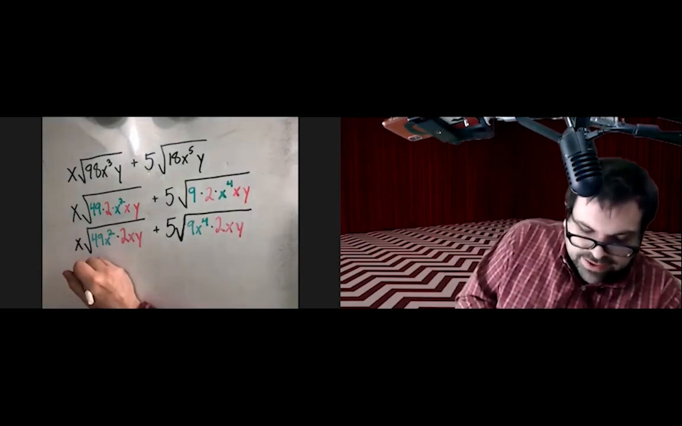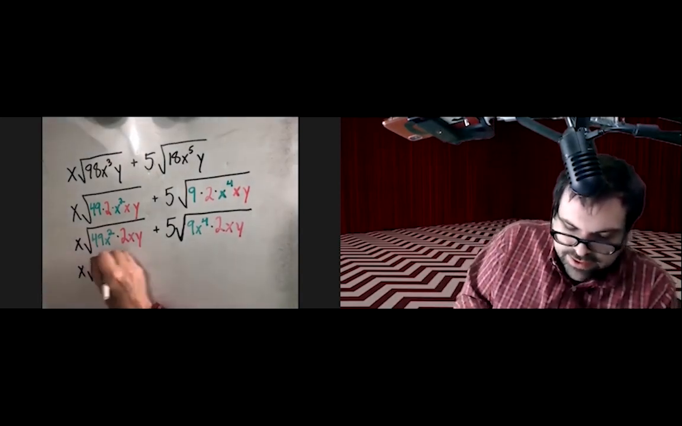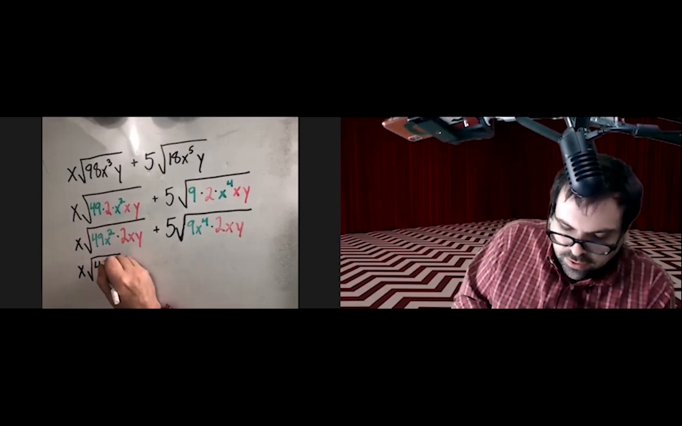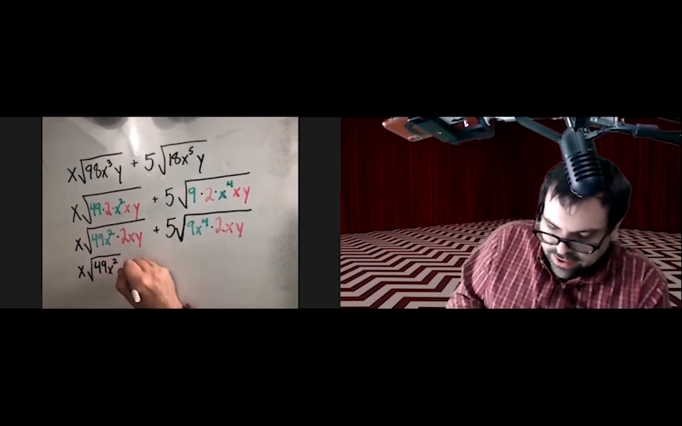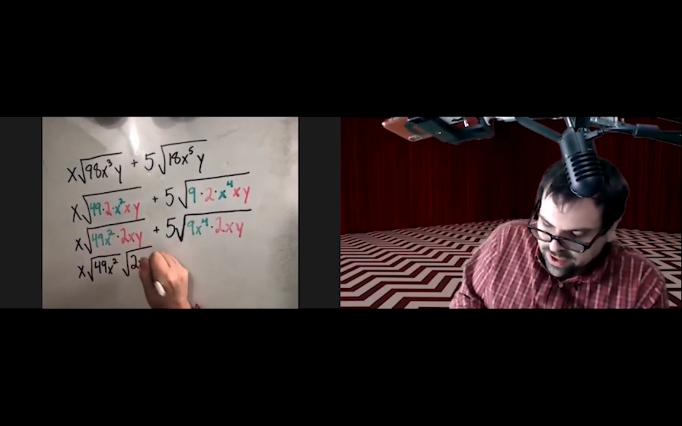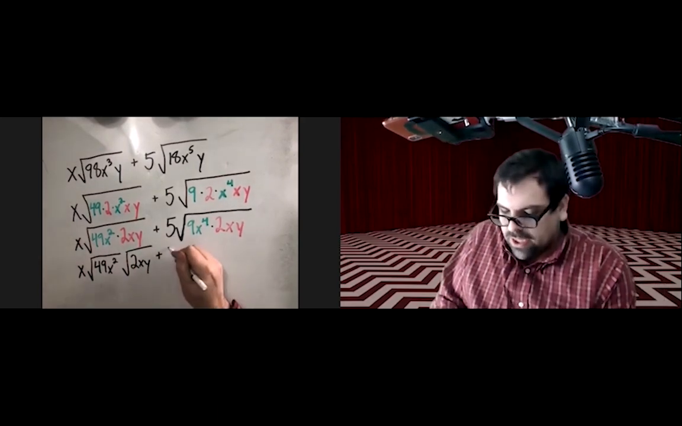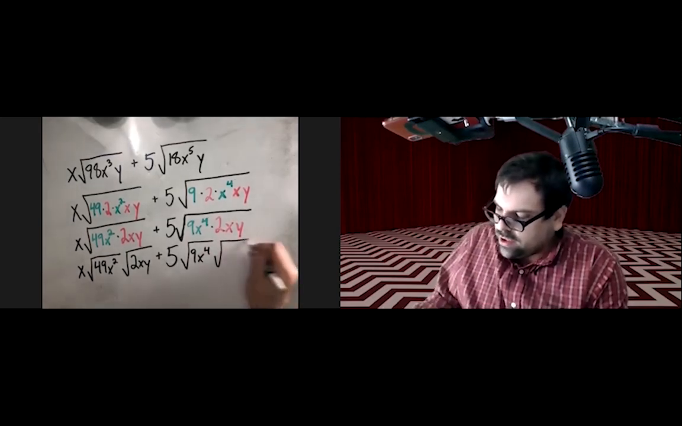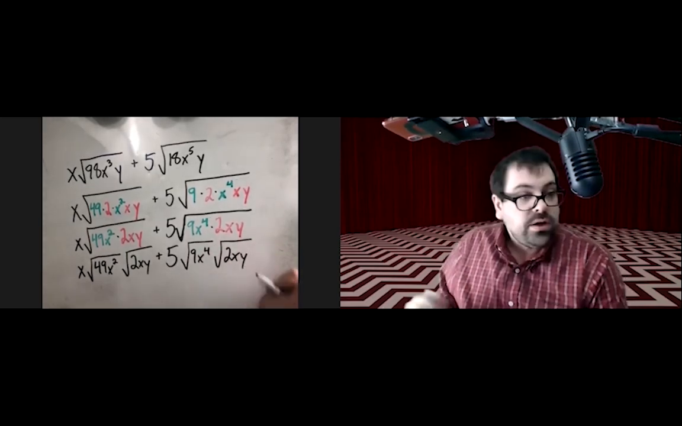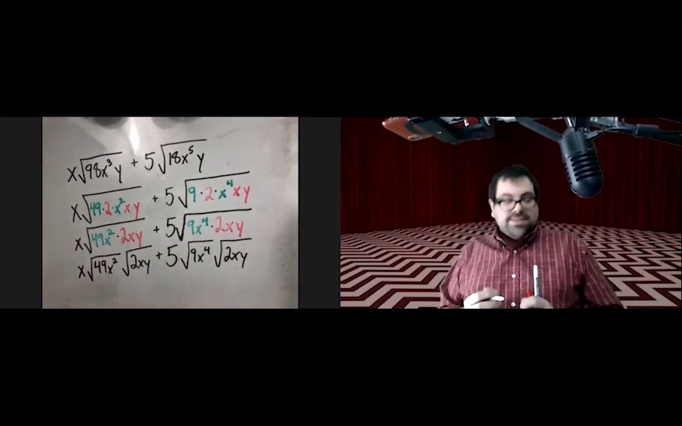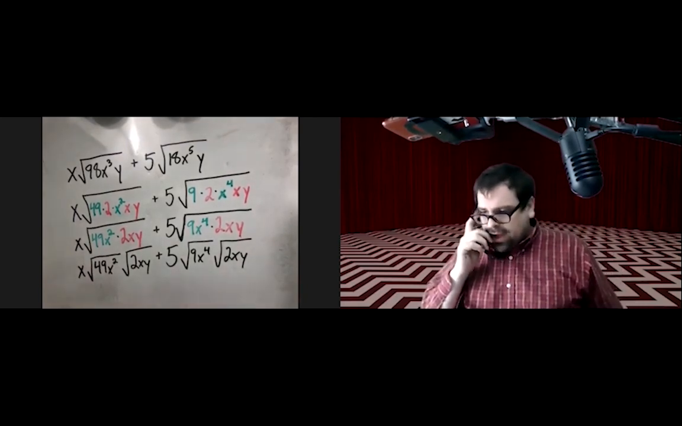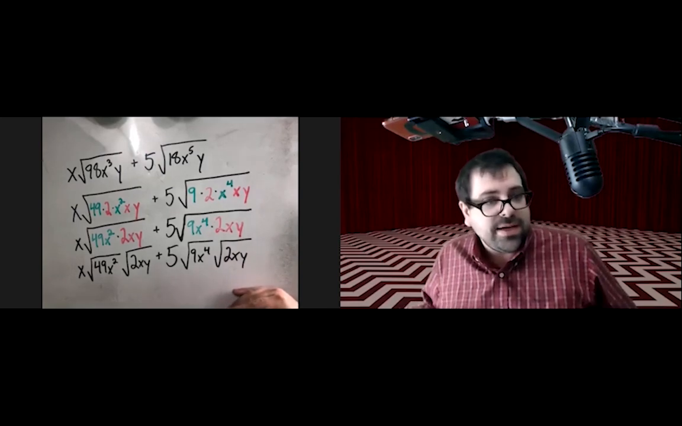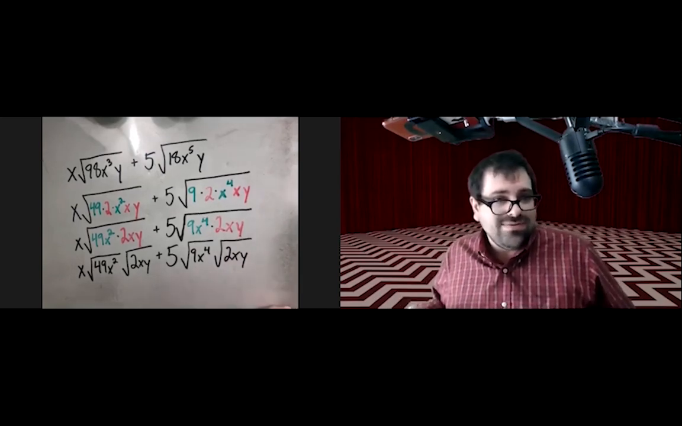So if we split these up, we have the x, the square root of the 49x squared, and the square root of the 2xy. Plus we have the 5 times the square root of the 9x to the 4th times the square root of the 2x and the y. And since I'm running out of space here, we're going to continue down.